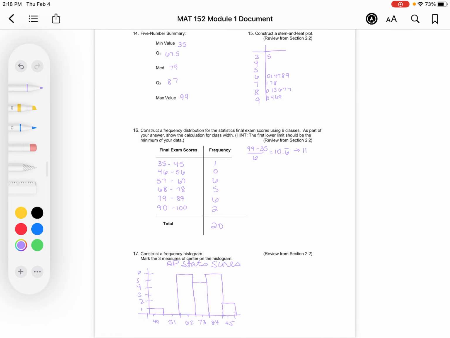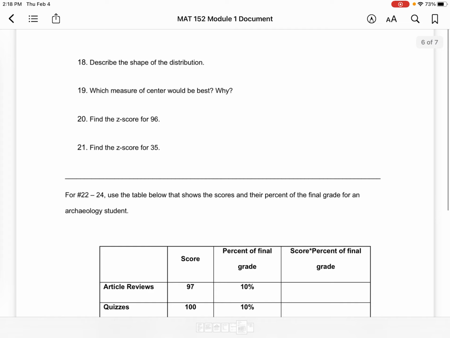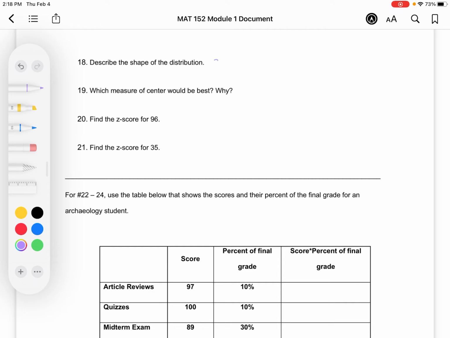So looking back at that, looking at the fact that the mean was 75 and the median was 79, and looking at the actual histogram, you can tell that the shape of the distribution is approximately skewed left. So because of that, because the data is skewed, the median would be the best measure of center.